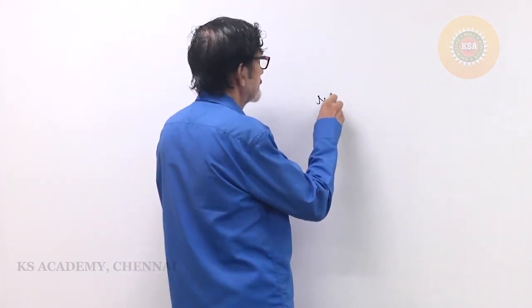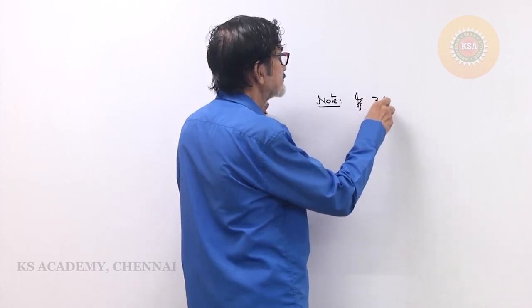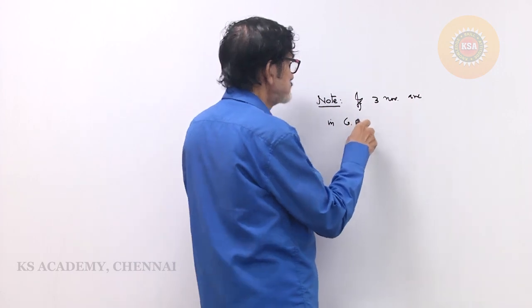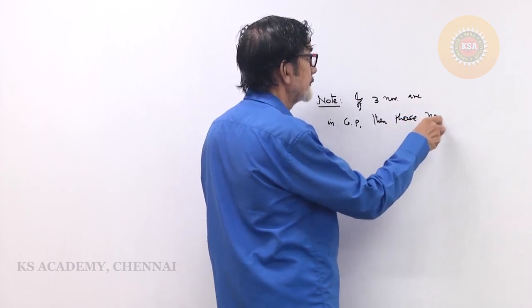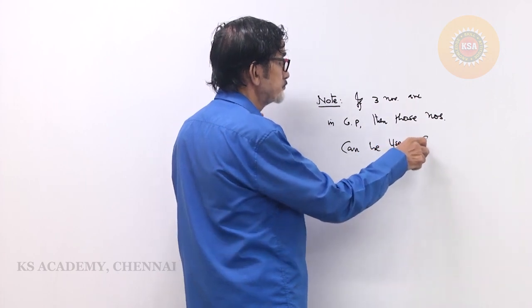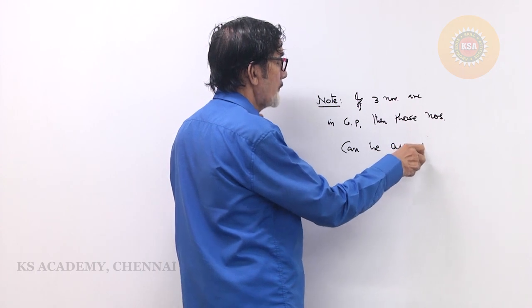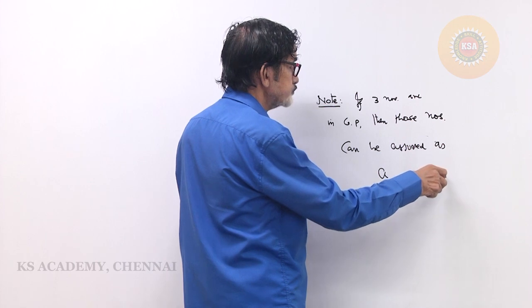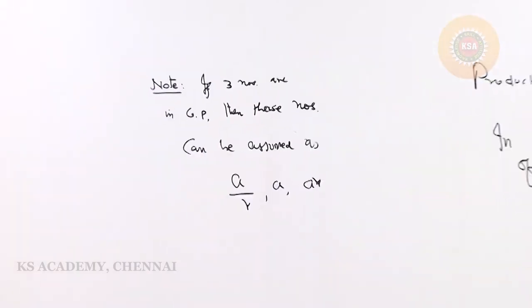Note, if 3 numbers are in GP, then those numbers can be assumed in this manner. In AP we assume A minus D, A, A plus D.